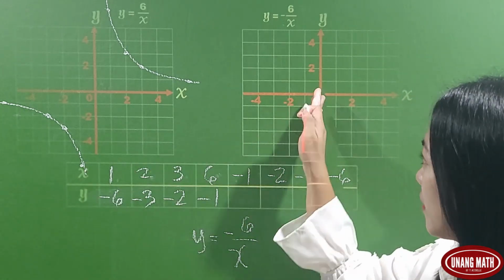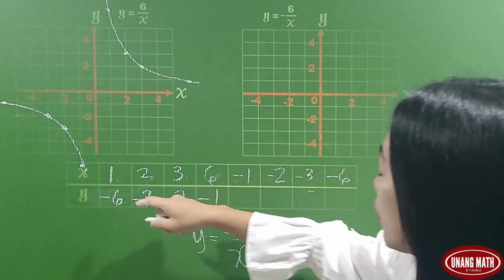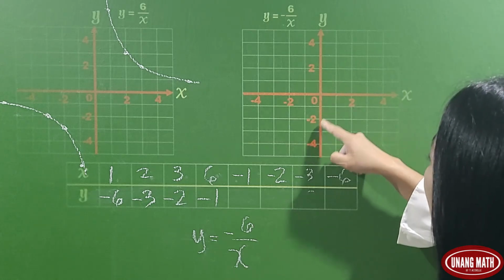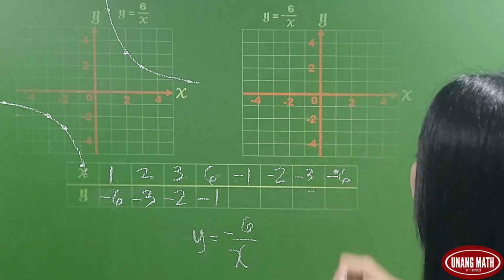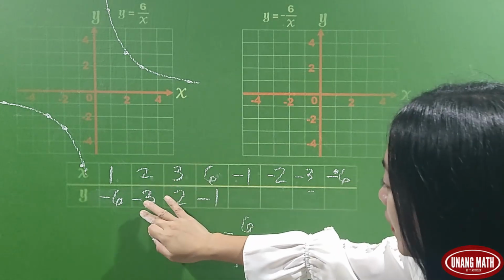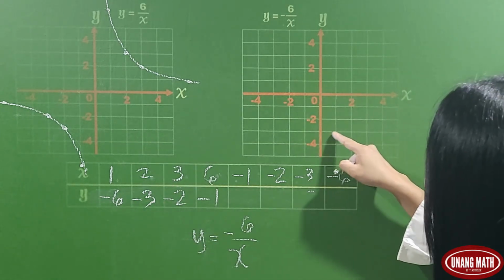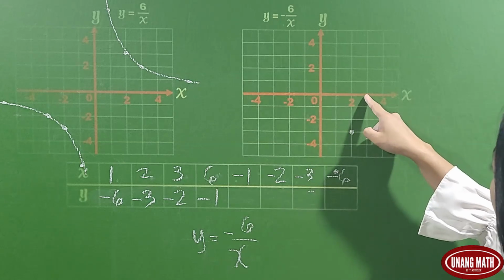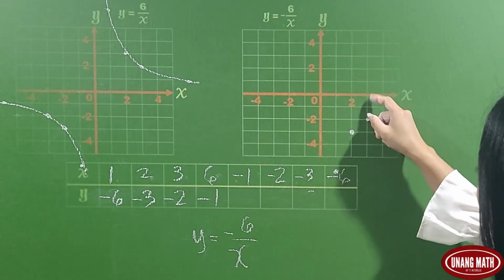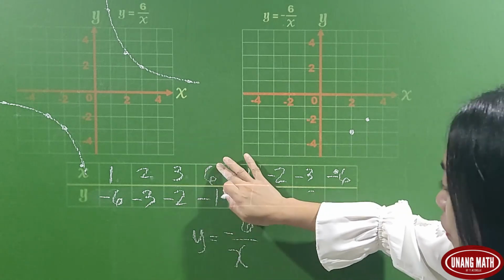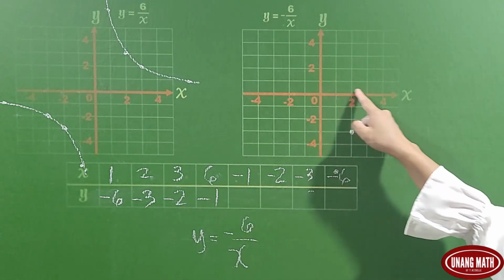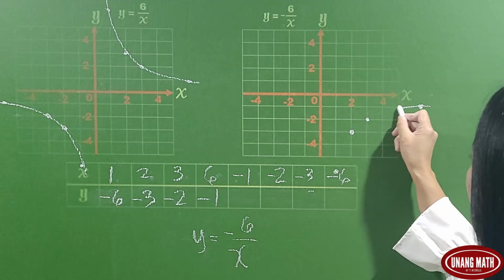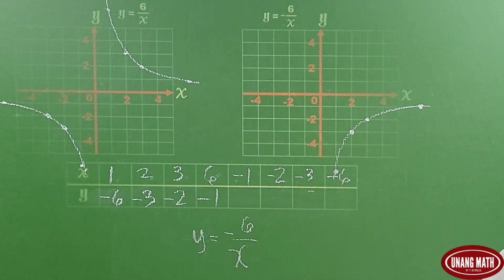Let's plot these points in this coordinate plane. First ordered pair, 1 and negative 6. Point is here. How about 2, negative 3? The point is here. We also have 3, negative 2. So x-coordinate is 3, y-coordinate is negative 2, so the point is here. And then we also have 6, negative 1. So 6 is the x-coordinate, negative 1 is the y-coordinate, point is here. And then the graph looks like this.